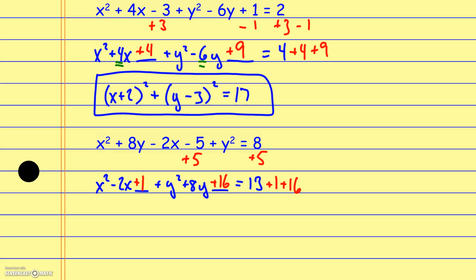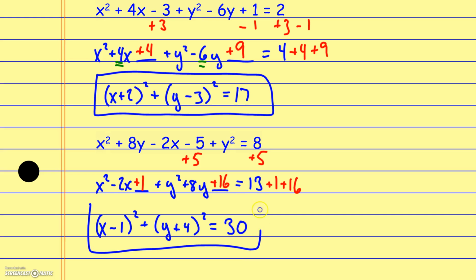All right. And now from here, I just start to factor this thing, and I combine some like terms on the other end. So over here, this guy factors into an x minus 1 squared. This one factors into a y plus 4 squared. And over here, I simply add these guys together, and it looks like it gives me a 30. So now I would be able to identify the center and the radius from this. The center is 1, negative 4. The radius is the square root of 30.